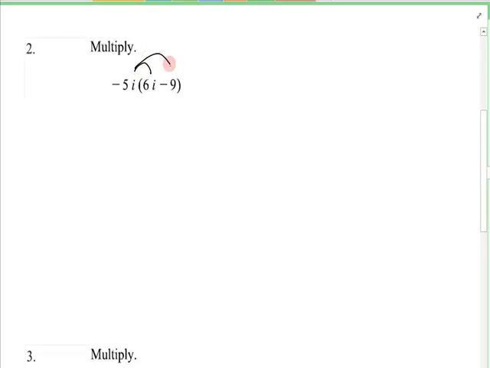Distributive property again. -5i times 6i gives me -30i squared, because I had an i times an i. Then -5i times -9 gives me +45i. I remember, i squared is actually -1. Multiply this by -1 and it becomes +30. That means that this is 30 plus 45i.